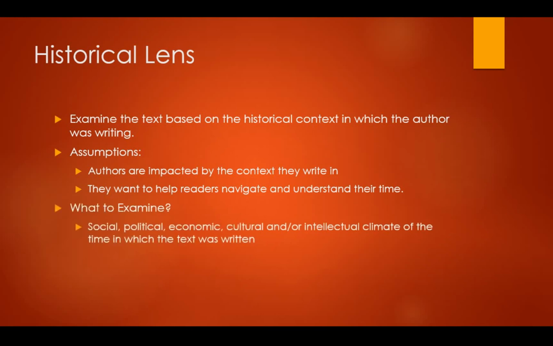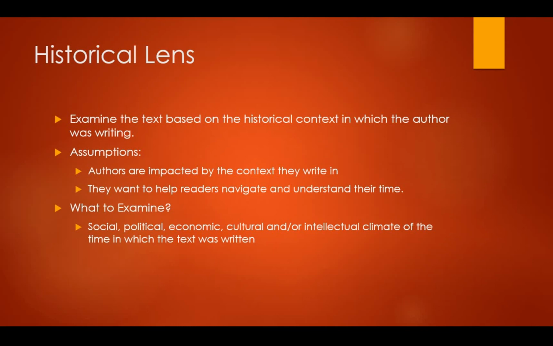So what you need to examine are the social, political, economic, cultural, and/or intellectual climate of the time in which the text was written. Not the time currently and not the time in which the text occurs, but look at what year it was written in and what the author experienced.